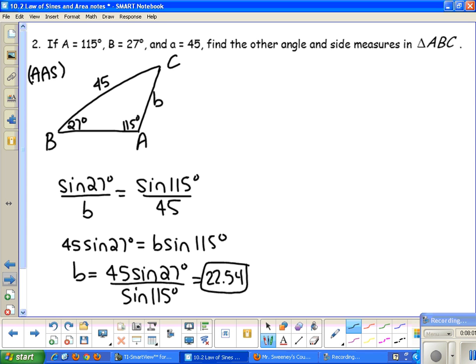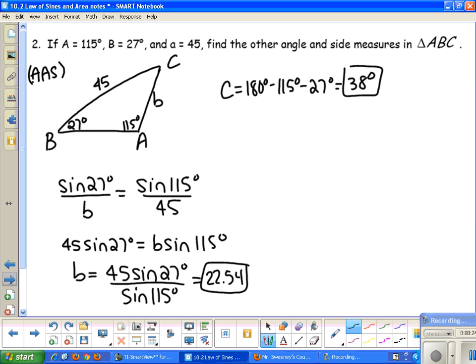22.54. So why don't you pause it and see if you can figure out the rest, and then unpause it and we'll look at it together. So angle C is going to be 180 degrees minus 115 degrees minus 27 degrees, which ends up giving us a value of 38 degrees.